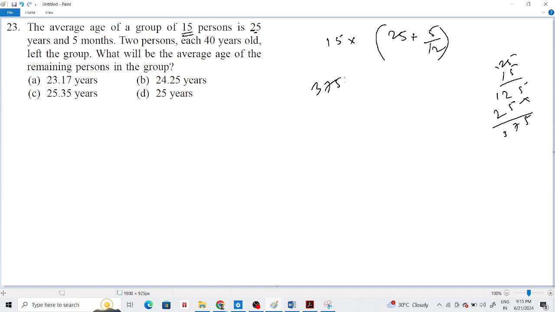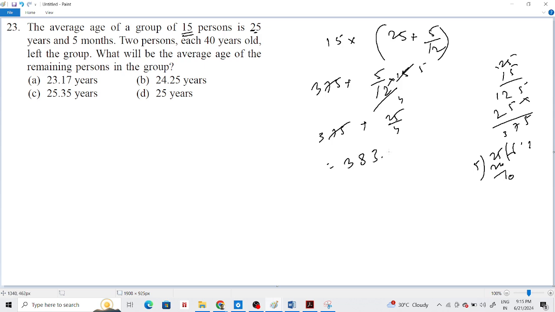That is 375 plus 5 by 12. 3 5s are 15, 3 4s are 25 by 4. So that is going to give me 383.25, right? Sir, 23.17. Final answer you're saying? Yes, that's correct. Very good, Ishita. So the total age is 383.25, right?